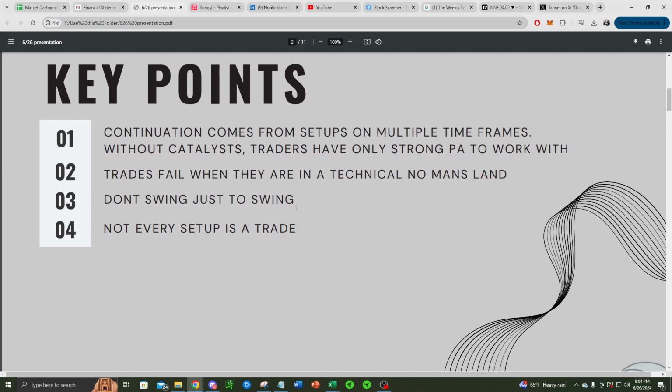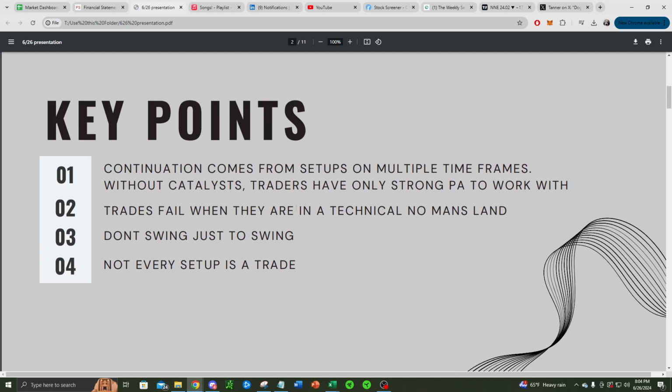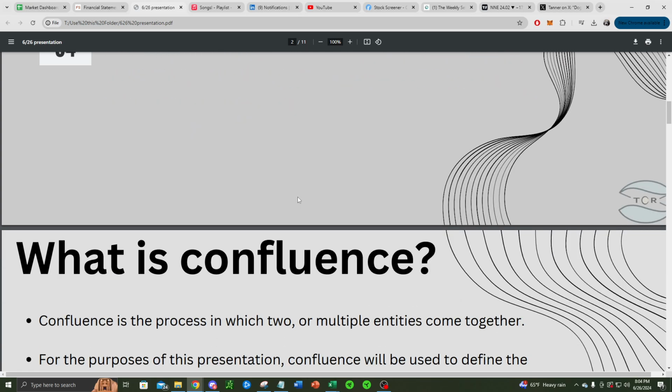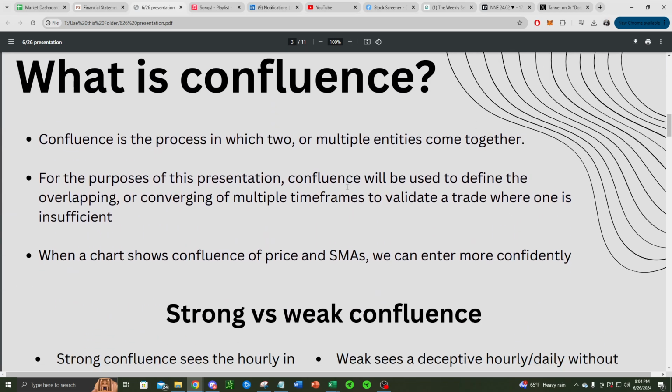But yeah, so I just went over the key points here for this. Let's get right into what confluence is before we get started. Confluence is the process in which two or multiple entities come together. In this case, we're going to be talking about how multiple time frames align on a technical chart to create a trade, as opposed to just, oh, this is a great looking daily, or this is a great looking 5 minute, or great looking hourly.